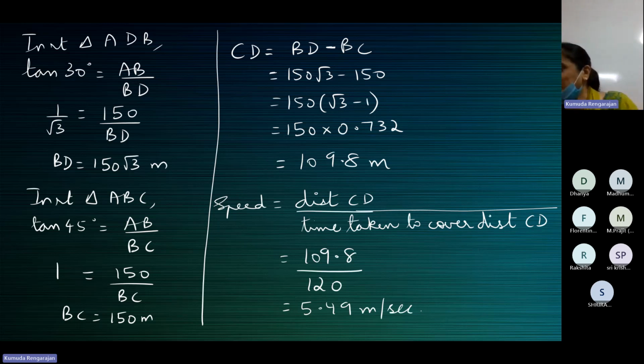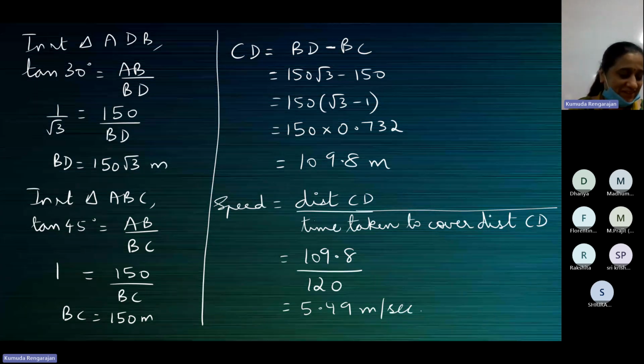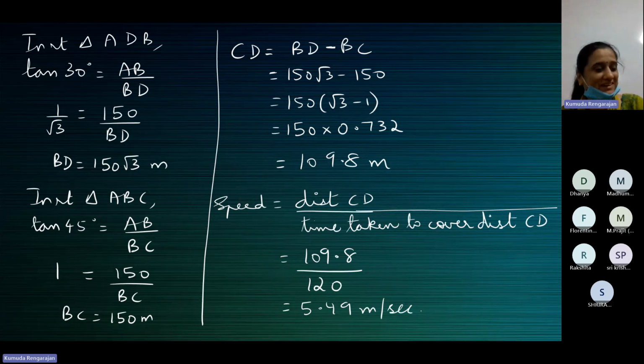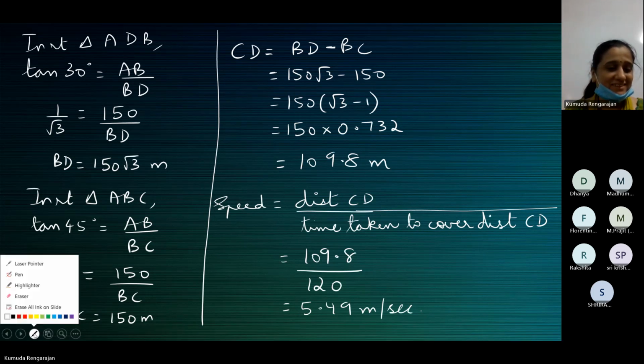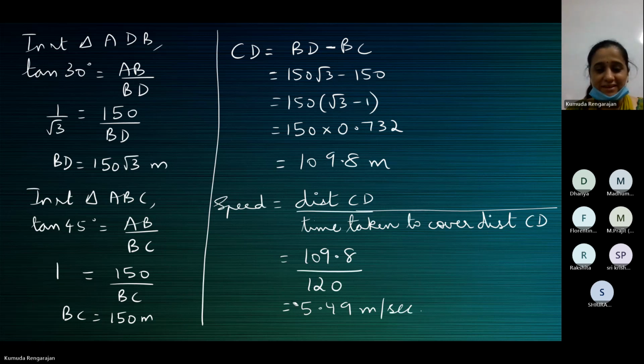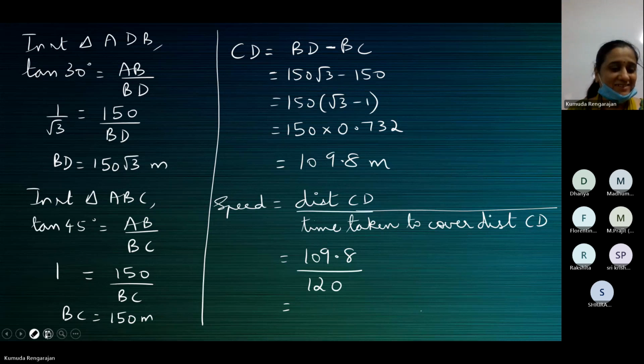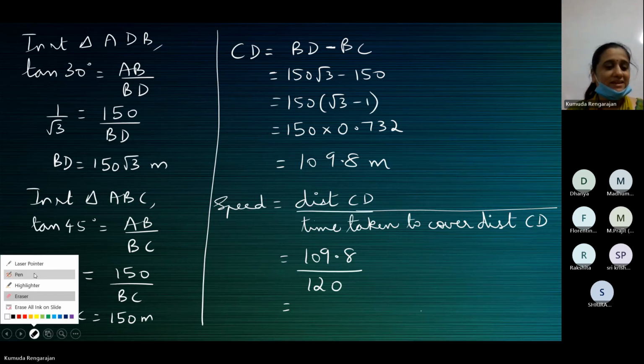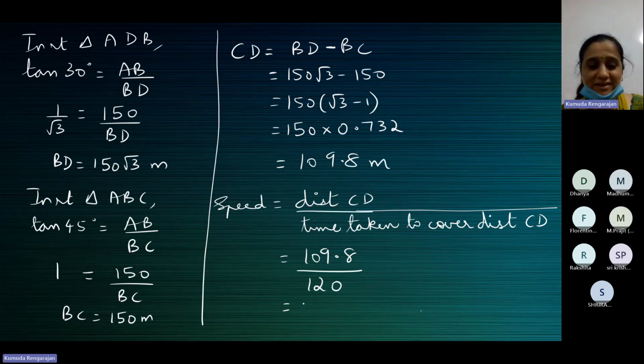My division is wrong. Sorry, 109.8 divided by 120 is not that. It is 0.915. I can be the only person going wrong using a calculator. Yeah, 0.915 meters per second.